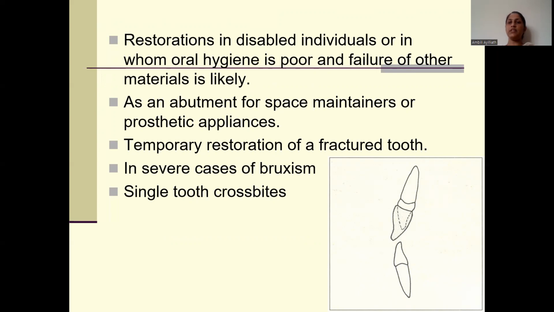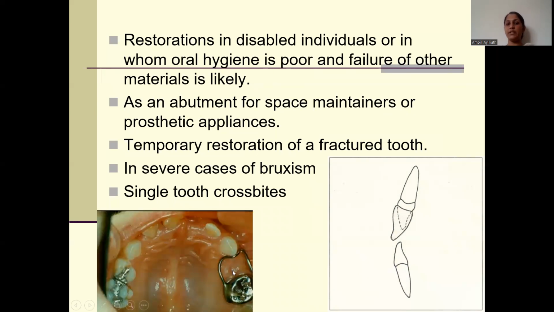And another indication is as an abutment for a space maintainer. In this picture, you can see a crown and loop space maintainer. What happens is if the abutment tooth is a multi-surface carious tooth or a tooth which has undergone a pulpectomy or a pulpotomy procedure, and the abutment tooth requires a crown, then we go for a space maintainer, that is, this crown and loop. So one of the indications of the stainless steel crown is as an abutment for the space maintainer.